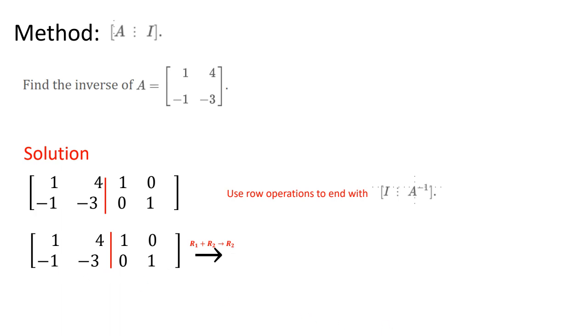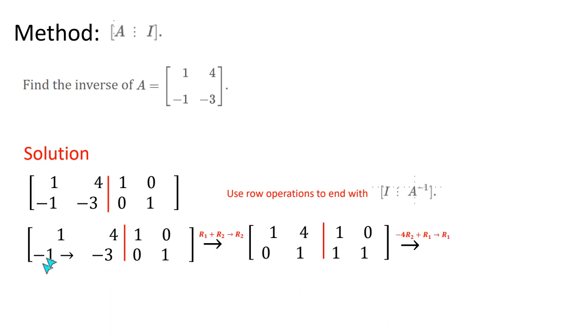And so that would look like 1 plus negative 1 is 0. 4 plus negative 3 is 1. 1 plus 0 is 1. And 0 plus 1 is 1. The first row, we didn't change it, so we just copy it as it is.